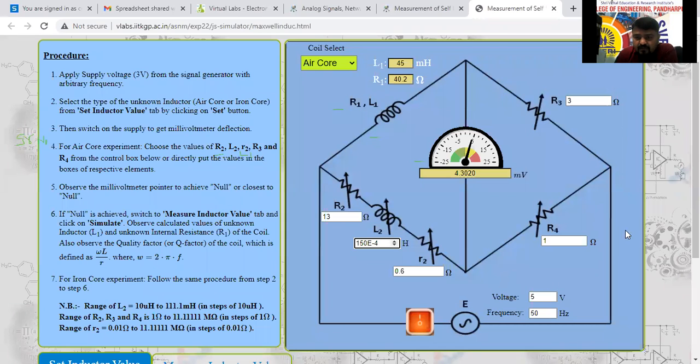Yes or no? Someone is unmuted. Muting them. Rule number 21. Jagdish, what is the problem? Sorry, sir. Okay, 1 point.